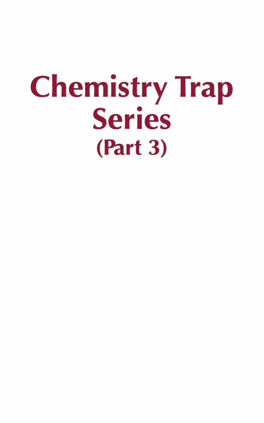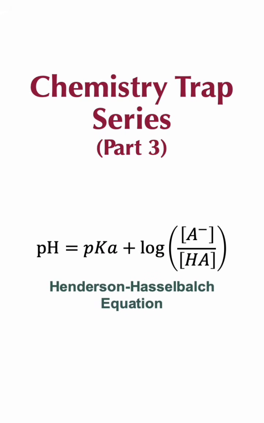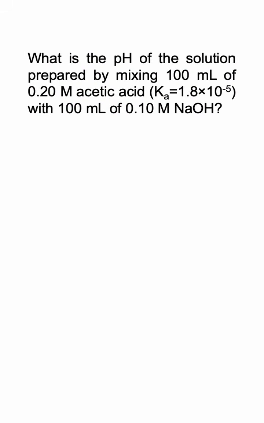Chemistry Trap Series Part 3, this time involving the Henderson-Hasselbalch equation, or what we know as pH is equal to pKa plus log base over acid. For this problem, we are asked to calculate the pH of a buffer solution. So we have 100 ml of 0.20 molar acetic acid mixed with 100 ml of 0.10 molar sodium hydroxide.